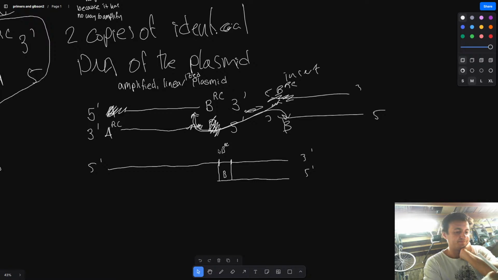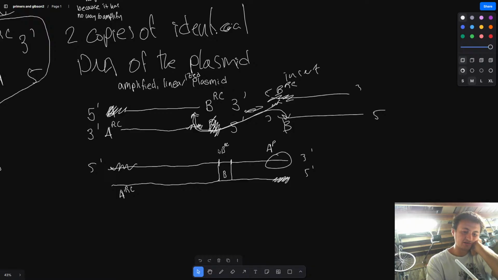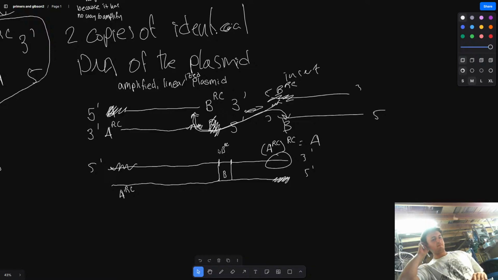Okay, but what's over here? Over here, still, this is chewed back and this is ARC, right? And so what do we want? This is chewed back as well. So we want, basically, this section is going to be ARC, RC, which is equal to A. Okay.